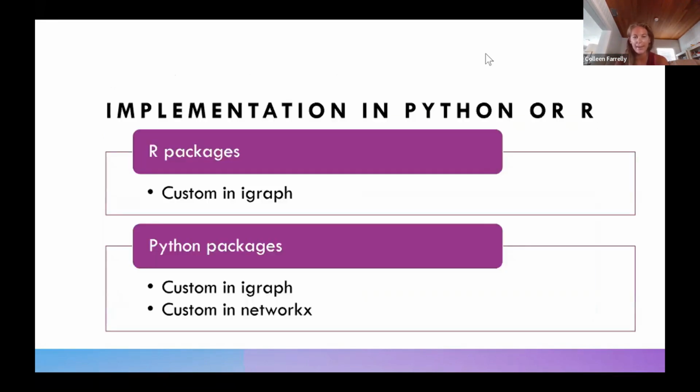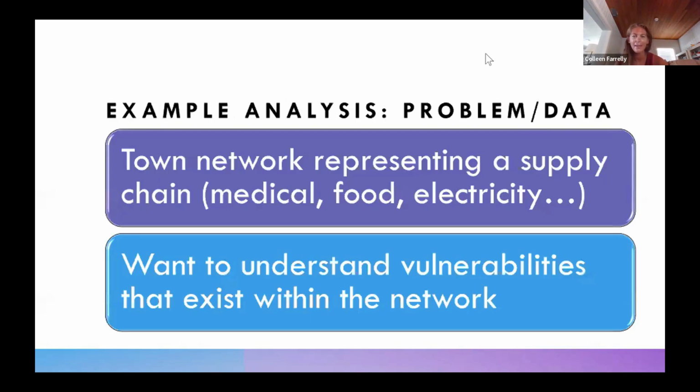Unfortunately, there aren't any packages for this, so this is something that has to be custom made. I used iGraph for this, which exists in R and in Python, so that this is generalizable. And the example that we're going to look at is a town network representing a supply chain. So it could be medical supplies that need to get from place to place.